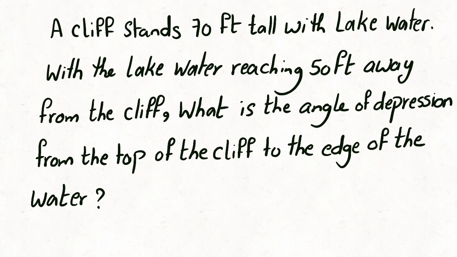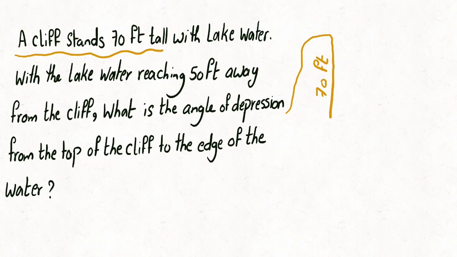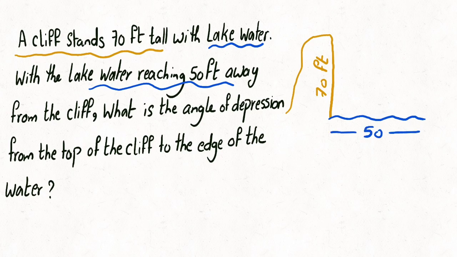Now we're going to move to the second example, and he's talking about a cliff that stands 70 feet tall with a lake water, and there is 50 feet between them, and then he's asking about an angle of depression. If you try to draw the situation, a cliff stands 70 feet tall, so we will graph a cliff with 70 feet tall. Now he's talking about lake water. Let us add some clue, and that is 50 away from the cliff, you can see there is a 50 away.